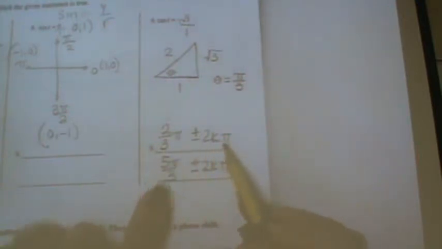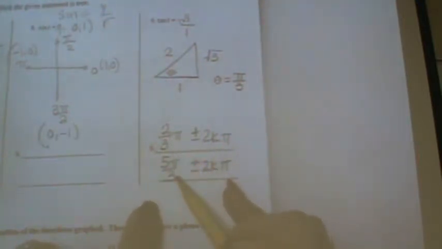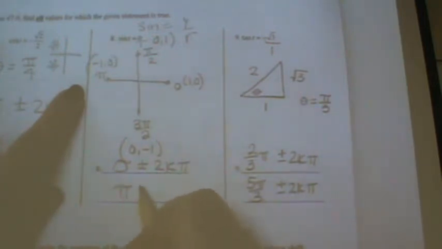See, technically, you could just write this answer and write k pi, because if you were to add pi to this answer, you'll get your 5 pi over 3. But I want you to write them both out. Now this one, we said, where is the y value 0? And it's here and here. So it's 0 plus or minus 2k pi, and pi plus or minus 2k pi. This is another one that can be shortened to 0 plus or minus k pi. But just write it out that way.